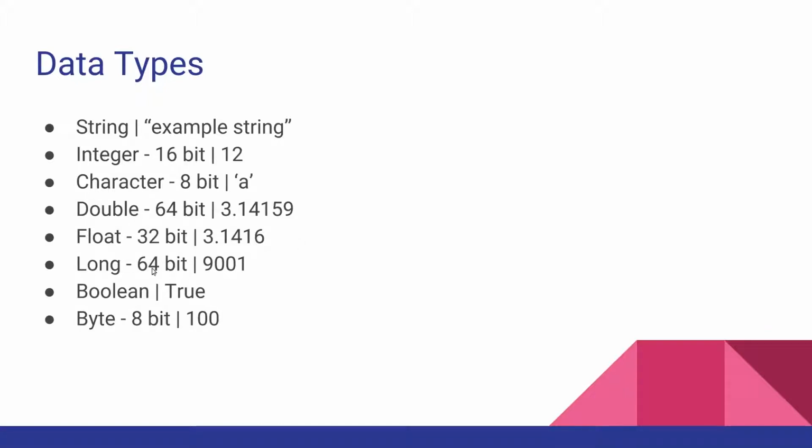A long is just a longer integer. So you can do a 64-bit integer. It's a bad example, but 9001, it's over 9,000, obviously. It's just a longer integer. That's pretty much all that is. We've got Boolean. That's just true or false. Pretty simple. And then a byte. We're not going to use that today, but I just wanted to mention it. It's just an 8-bit. The technical definition is an 8-bit two's complement, blah, blah, blah. It's wildly irrelevant to what we're doing.